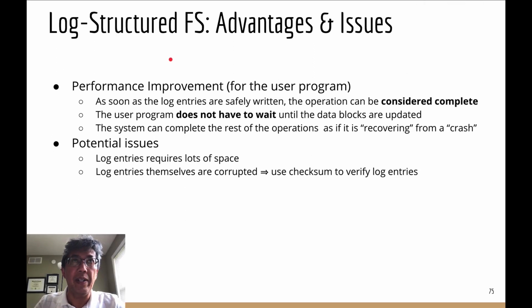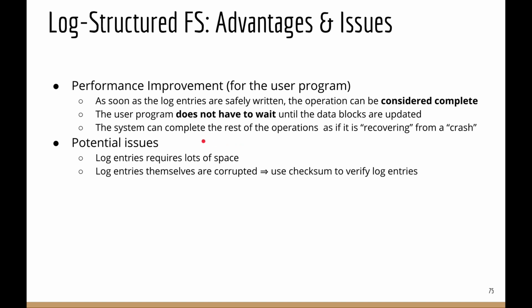A journal file system has some benefits. The first benefit is that it is now possible for user programs to wait a shorter time. Instead of waiting until the data are completely written, the program can just wait until the log entries, or the journal entries, are completely written. So it doesn't have to wait until the actual data is written to the data blocks.